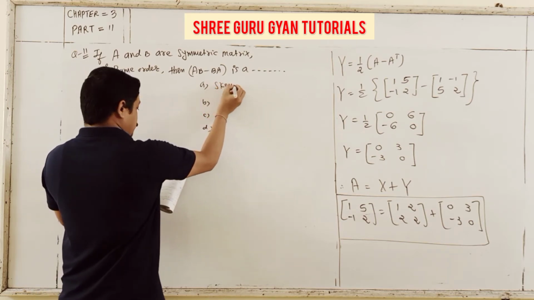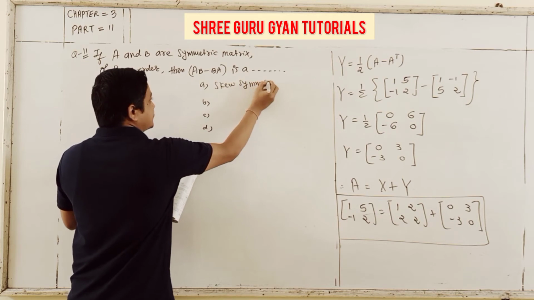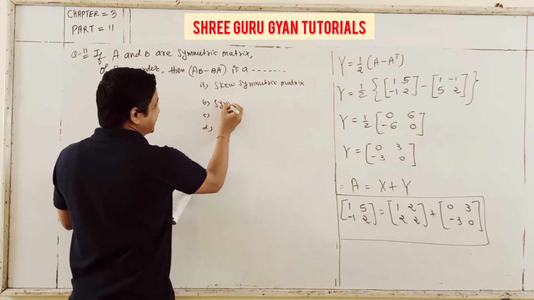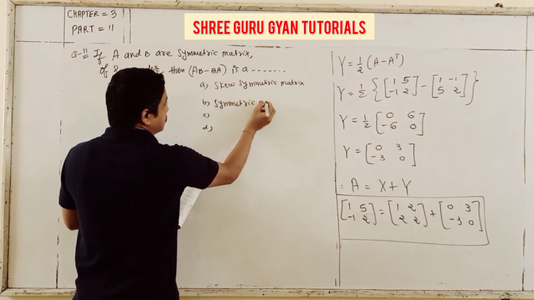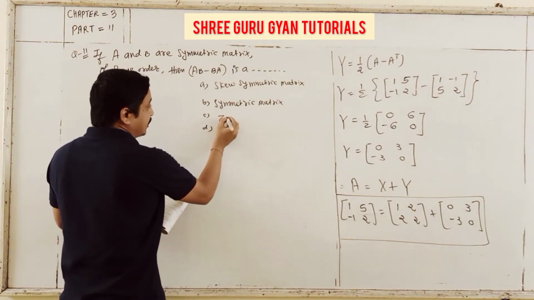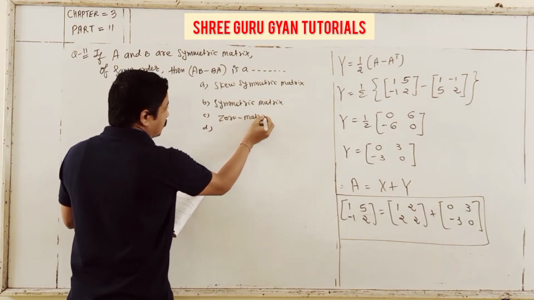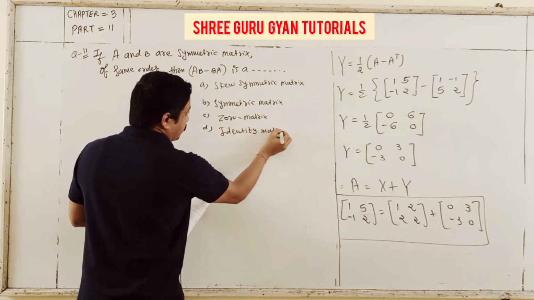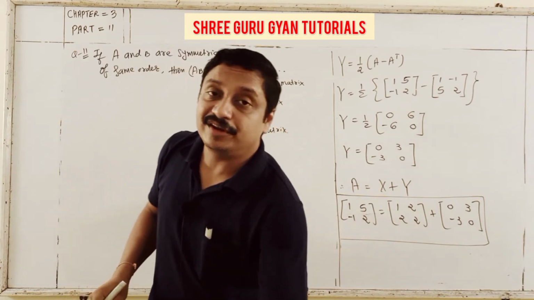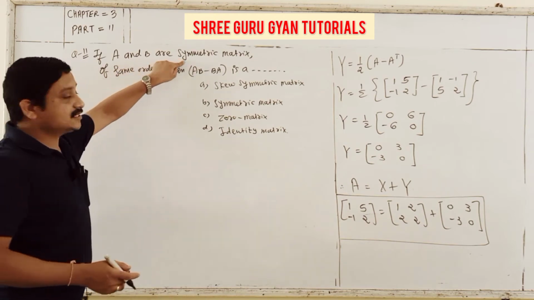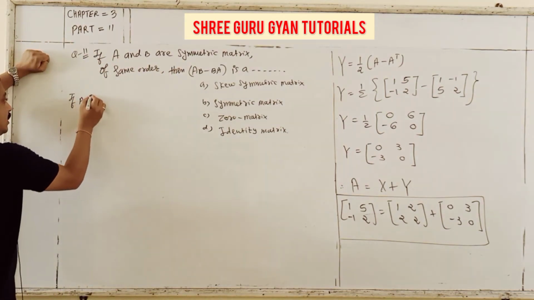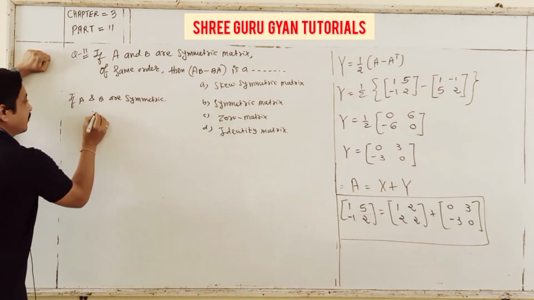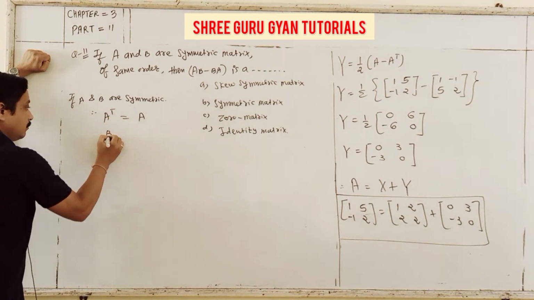First of all, skew symmetric matrix. Second, symmetric matrix. Next, zero matrix, and last, identity matrix. So very easy. According to the definition, I will show this question. A and B are symmetric. So if A and B are symmetric, therefore A transpose becomes A, B transpose becomes B.